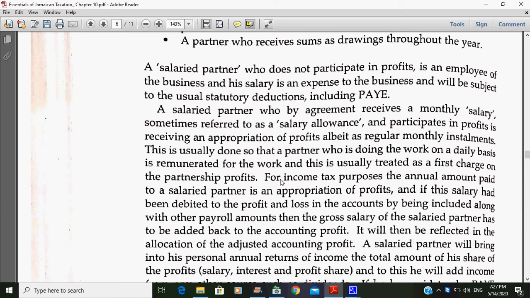So for income tax purposes now, the annual amount paid to a salary partner is an appropriation of profits, and if the salary has been debited to the profit and loss account in the accounts by being included along with other payroll amounts, then the gross salary of the salaried partner has to be what? Added back to the accounting profit. Alright?